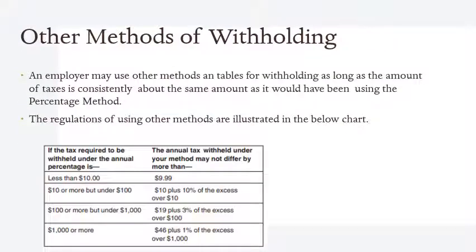There are other methods of withholding that employers are allowed to use for their employees. It's really up to the employer which method they wish to use, but there are some regulations that they have to follow. The withholding amounts have to be roughly the same as they would have been if they used the percentage method. As long as the taxes stay within the parameters outlined in this table, employers can elect to use another method of withholding of their choosing.